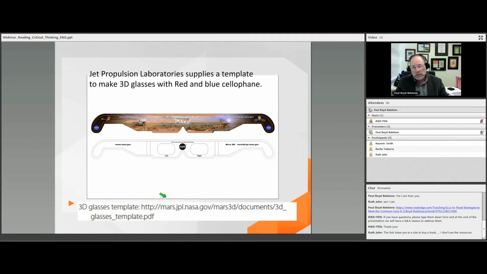I'm showing this because this is what's supplied from the website, a template for creating 3D glasses. Isn't that something? And you can have the kids make these ahead of time and put blue and red cellophane over these so they can get that 3D look to them. I just thought I'd share that as a free resource.